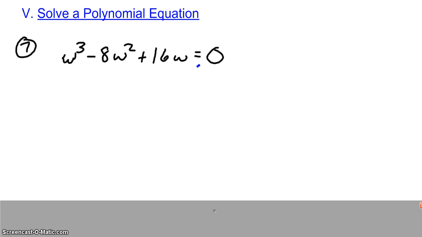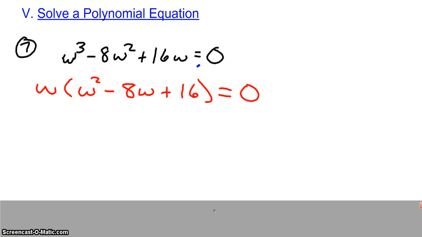So, Ellie, what is the GCF here? W. Okay, and what's left? W squared minus 8W plus 16. And it equals 0. So this was already set equal to 0. So is this what remains? This is a trinomial. Is it a perfect square trinomial? No. Is this a perfect square? Yes. Is this a perfect square? So it may be that it is.